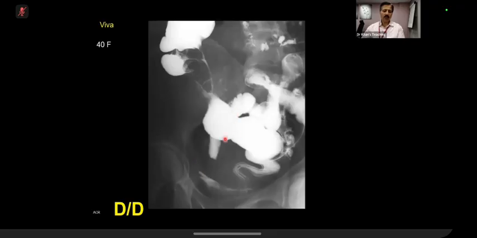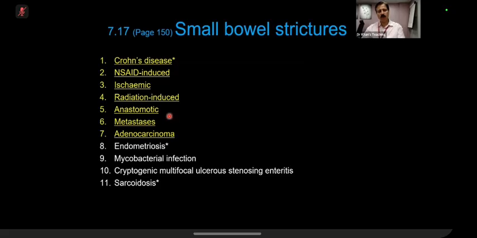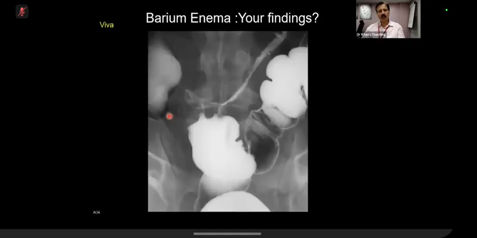So this is a case. I'll show you various examples of fistulas on various modalities, because they are classical for your exams. I want to develop your eyes, and I'll show them on barium, CT and MR. So we know that this is Crohn's disease. What is your finding, candidate 10?